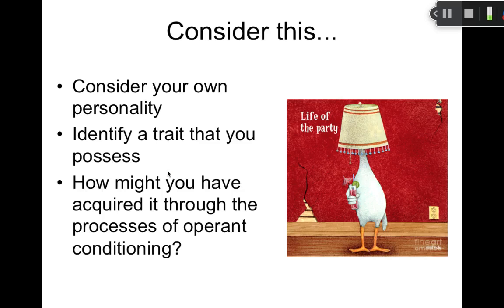So it makes sense if you consider your own personality. You've got many traits and attributes. So identify one that you possess, that you think you have, and then consider how you might have acquired that through the processes of operant conditioning. You're a motivated organism. You've operated in different environments over the course of your development. What rewards and punishments have you experienced that might have shaped you into the kind of person that you are today? You have a behavioral repertoire that's pretty reliable and consistent across time and across places. How might you have acquired that response tendency or tendencies through conditioning?